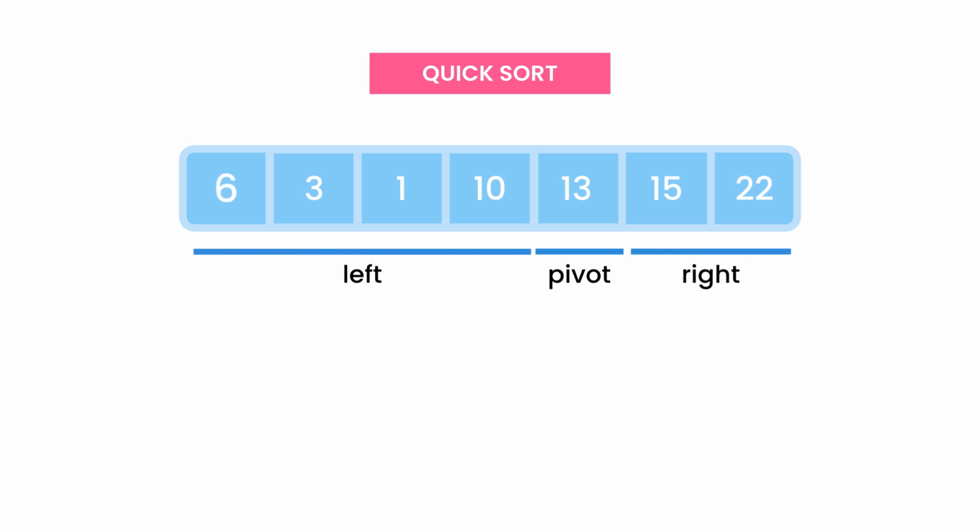So we have 6, 3, 1, and 10 in the left partition, and 15 and 22 in the right partition. Now, the order of items in the left and right partitions doesn't matter at this stage. For example, in the left partition, we could have 3, 6, 1, and 10. What matters is that all the items on the left of the pivot are smaller than the pivot, and all the items on the right of the pivot are greater than the pivot.